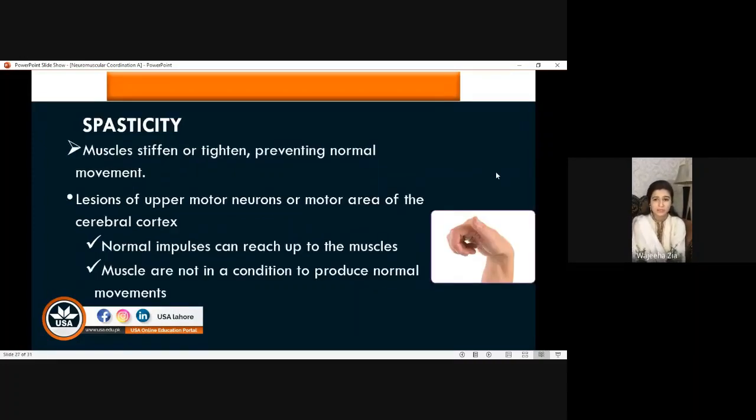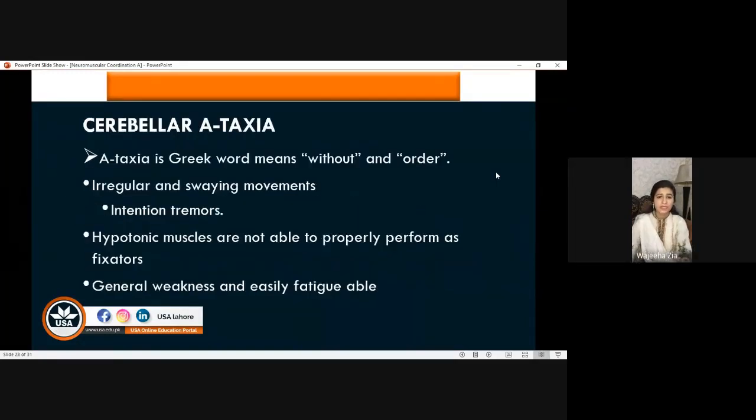The next type is spasticity. Spasticity means stiff or tightened structures. In this, the impulses are intact, the impulses are reaching the muscle, but the problem is that the muscle is not able to relax. The muscle remains in extreme contraction and doesn't go to relaxation. So when a muscle is not relaxing, how can the movement be performed? For the performance of a movement, proper relaxation is also required.